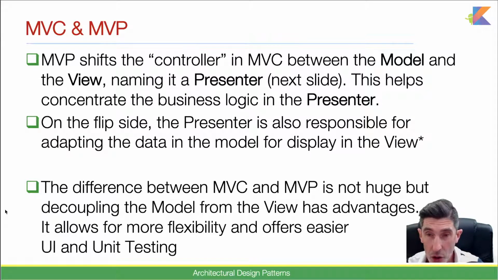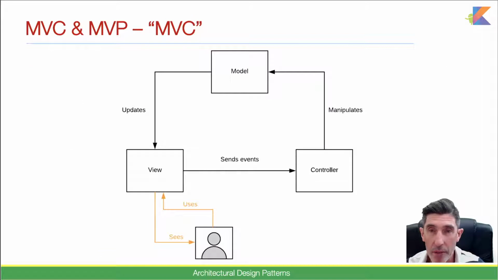So the difference between MVC and MVP is not huge, but decoupling the model from the view has advantages. And now this is all leading up towards MVVM, and this is where those architectural components, our ViewModel and LiveData, were born out of. So it's useful to understand the principles behind these design patterns initially, because it all built up towards MVVM. Final point there, it allows for more flexibility and offers easier UI and unit testing. So to look at our MVC, there's our MVC again.